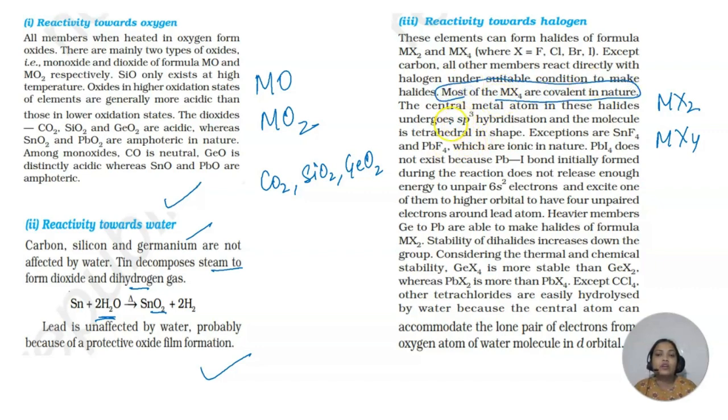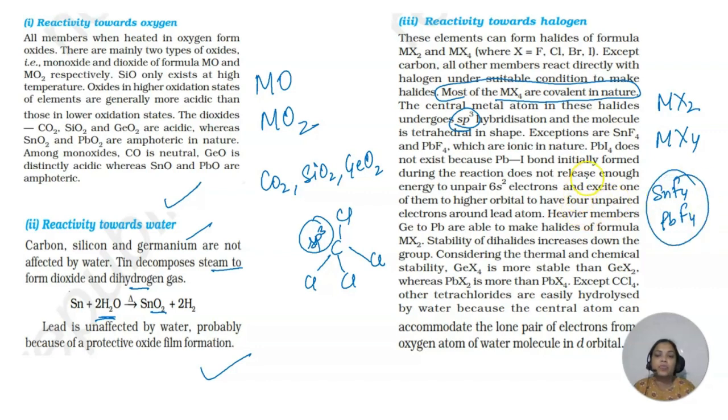Okay. So here the central metal atom, like you have CCl4, so carbon has undergone sp3 hybridization in this case. Now we have understood all these terms, right? sp3 and all of that. So exceptions are SnF4 and PbF4. So these are ionic in nature. Okay, PbI4 does not exist because the Pb-I bond does not release enough energy to unpair the 6s2 electrons.